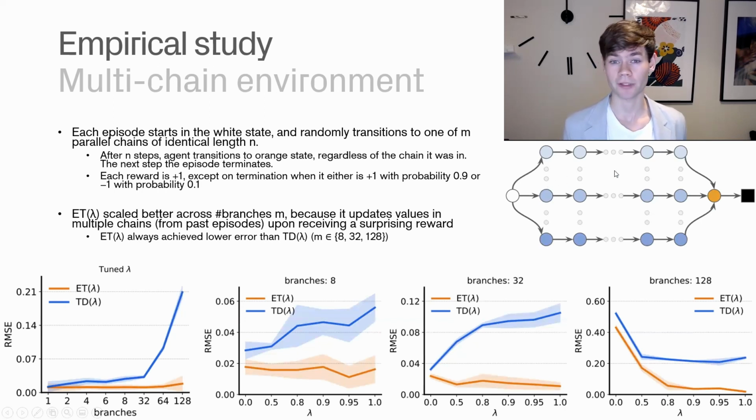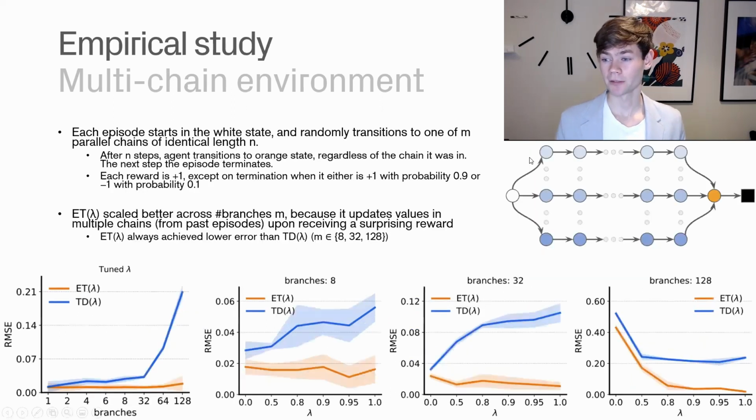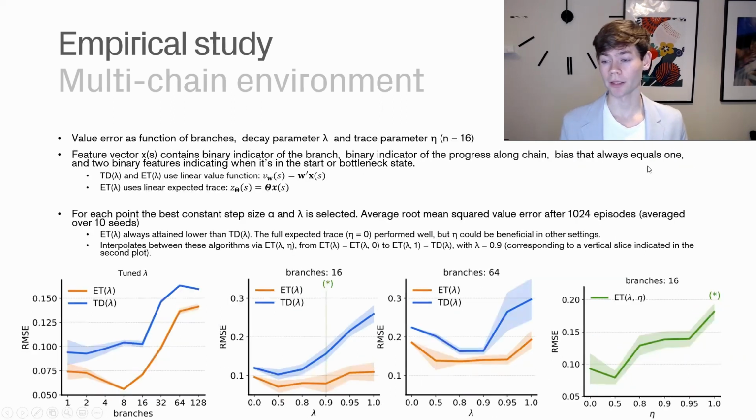And that's what we're effectively able to do with ET lambda. Continuing on the same example, so basically the example we saw in this slide, they did another study. This is basically when what they're trying to investigate is the performance as a function of the branches, as a function of the decay parameter lambda, and also as a function of the trace parameter, as I call it, the eta here.